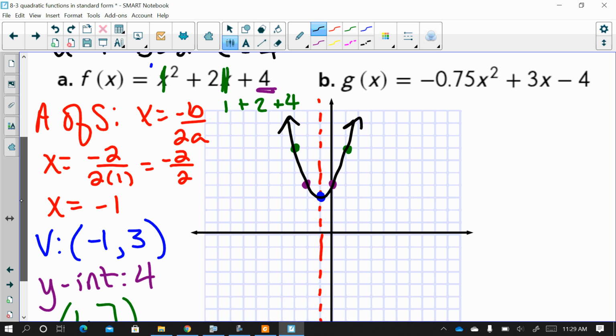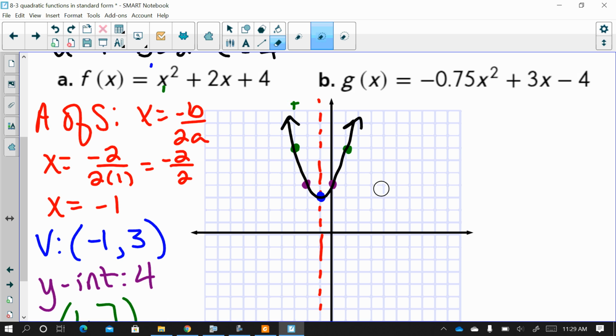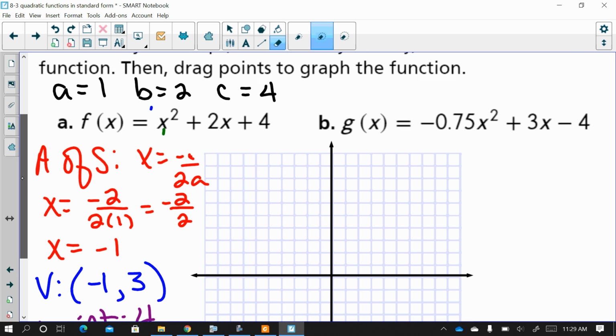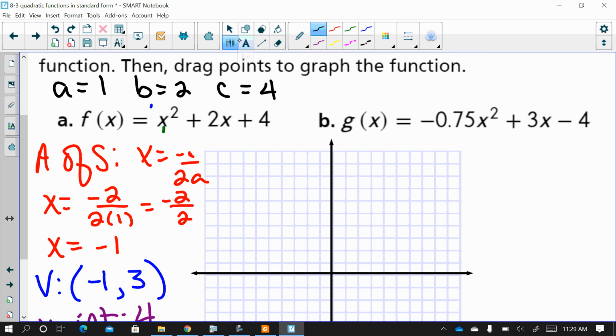Okay, one more. Same process. I'm going to just go ahead and erase a little bit so we have some room to do the next one. Okay. So, again, I like to label what A, B, and C are. A is negative 0.75, B is 3, and C is negative 4. Okay, so let's start with the axis of symmetry.